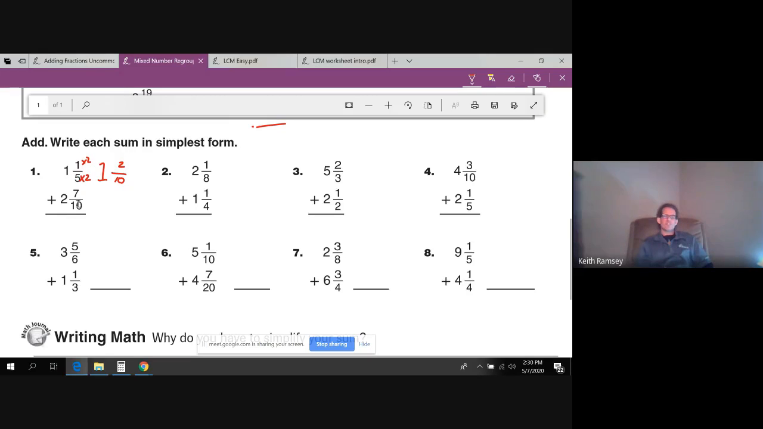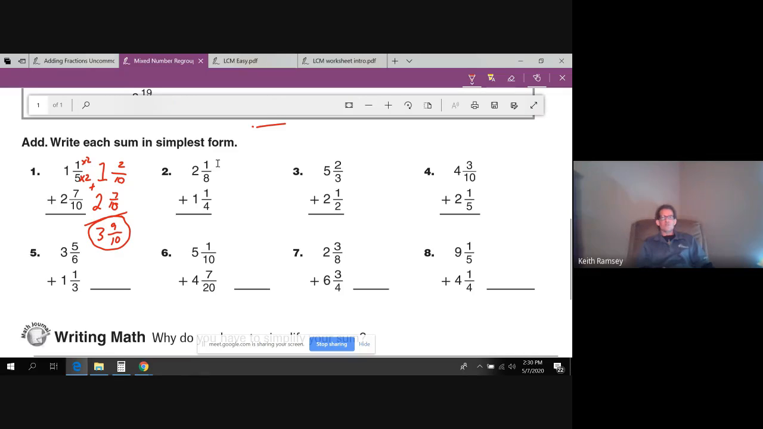This one doesn't change because it already has a 10 as a denominator. So I'm just going to rewrite 2 and 7/10. Okay, so this is $2.70, $1.20. And so I'm going to add my whole numbers first. 1 plus 2 is 3. 2 plus 7 is 9. And the bottom stays 10. Okay, so this is $3.90. It's reduced. 9 does not have any common factors other than 1 with 10. So I know that it's in lowest terms, 3 and 9/10.